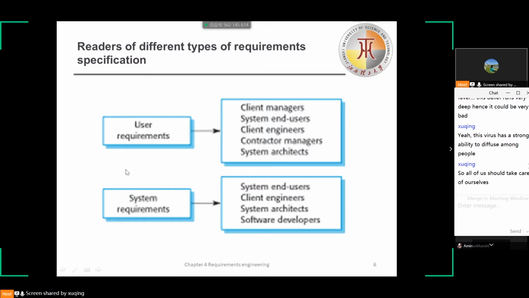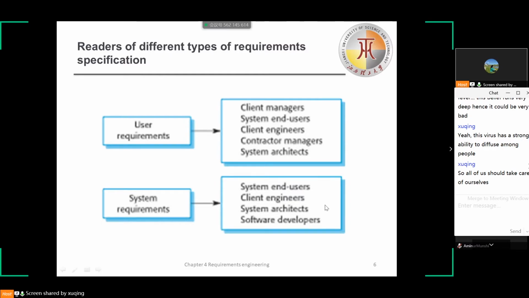This figure shows possible readers of different types of requirements specification. Here are some readers for user requirements and readers for system requirements. The readers of the user requirements are usually concerned with how the system will be implemented, and there may be managers who are not interested in the detailed facilities of the system. They include system end users, client engineers, contractor managers, system architects. But for system requirements, the readers are system end users, client engineers, system architects, software developers.